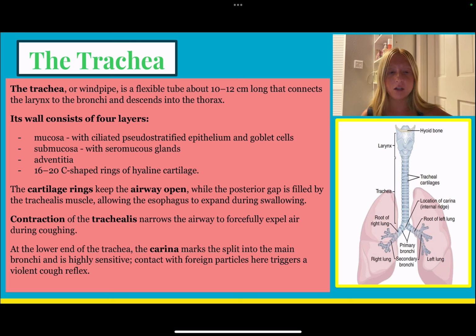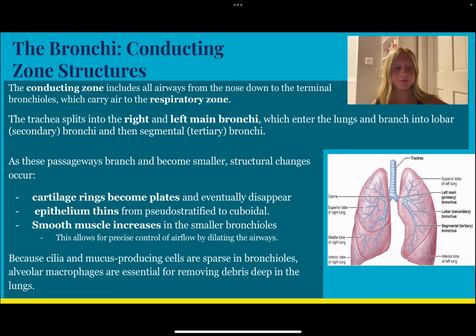At the lower end of the trachea, the carina marks the split into the 2 main bronchi, and it is highly sensitive. Contact with foreign particles here triggers a violent cough reflex.